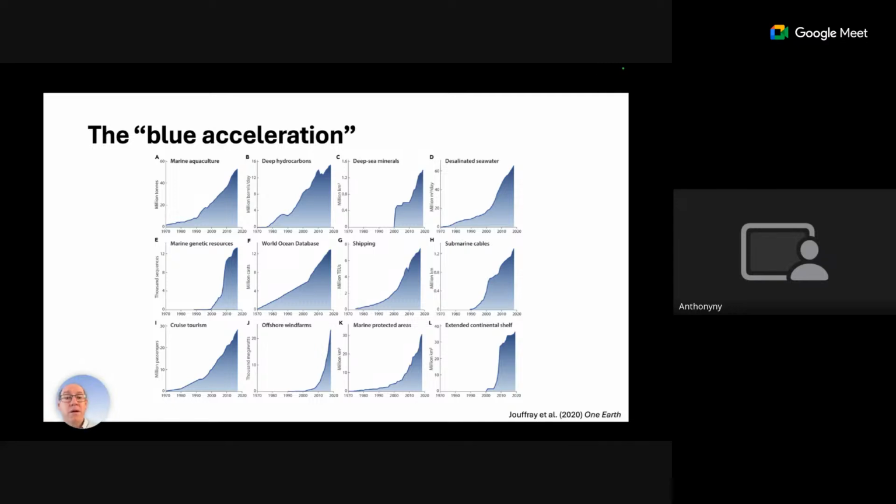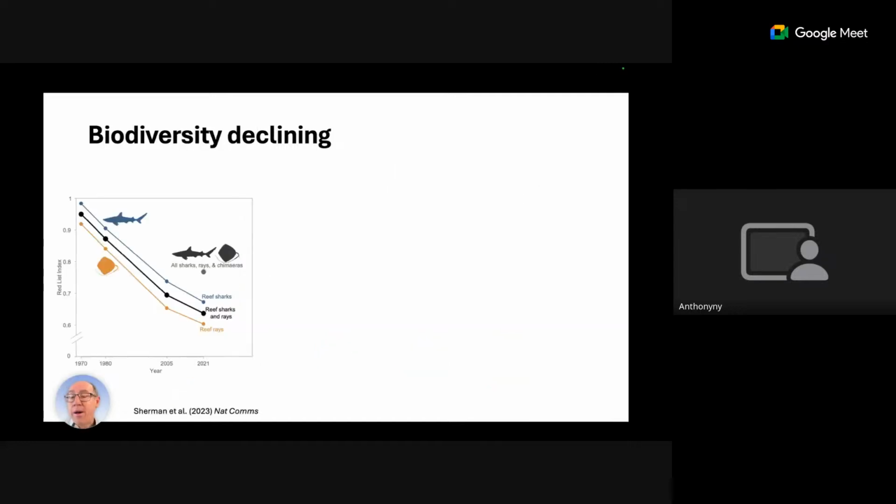So, we started on land and we have extracted and exploited most of the habitats on land, and we're moving more and more into the ocean and further offshore and exploiting fish and resources there. That has an impact on biodiversity.